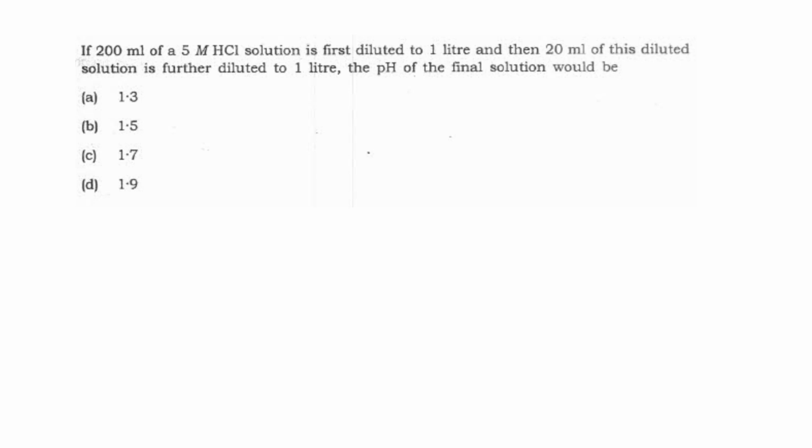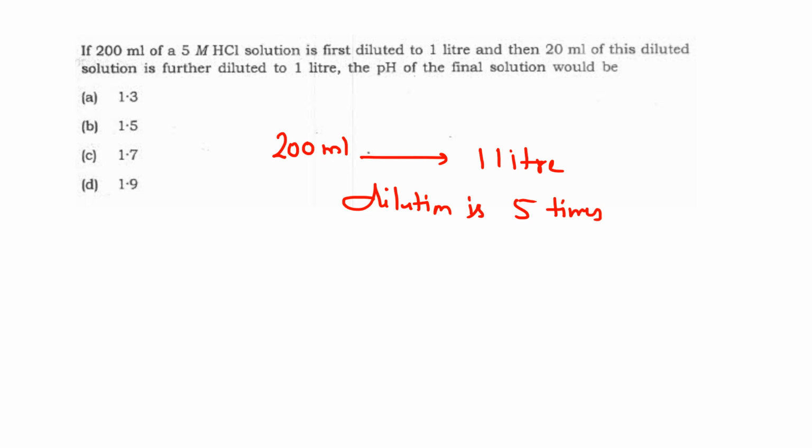If 200 ml of a 5 molar HCl solution is first diluted to 1 liter and then 20 ml of this diluted solution is further diluted to 1 liter, the pH of the final solution would be. Okay, so let's solve this. First, the 200 ml of solution is being diluted to 1 liter. Okay, so that means dilution is 5 times. Fine. So 5 molar HCl will become 1 molar HCl.